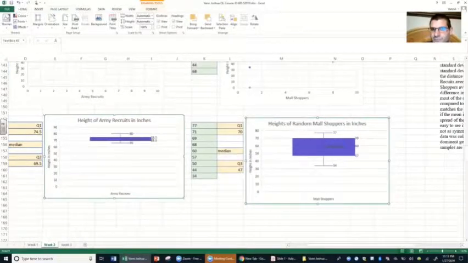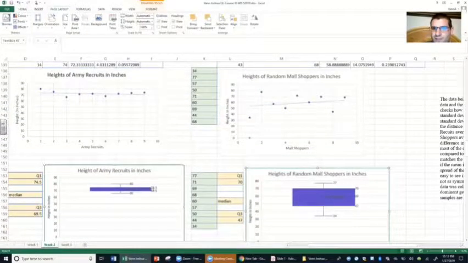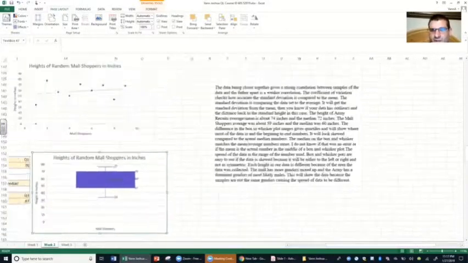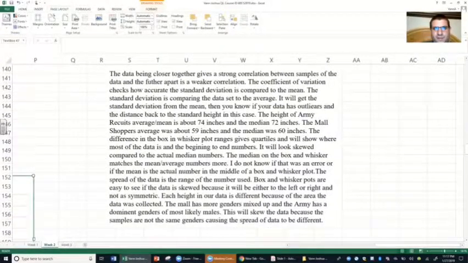And then we've done the same thing with the heights in inches of mall shoppers. We found the range, the median, the mean, the standard deviation, the coefficient of variation, and put that into a plot chart and into a box and whisker. The data being closer gives a strong correlation between samples. The further apart the sample data is, the weaker the correlation.